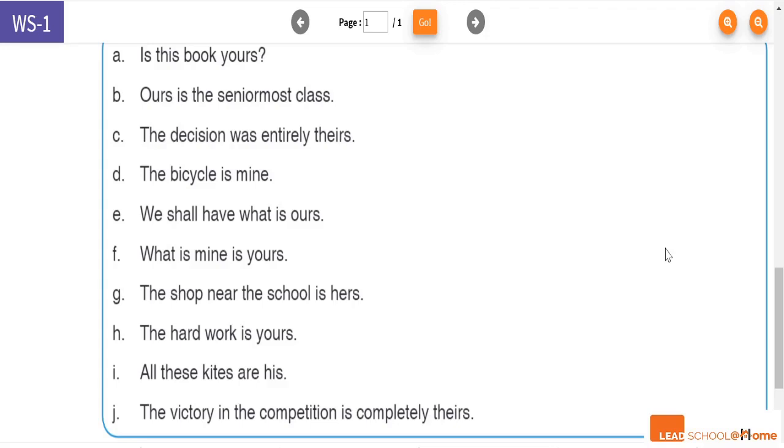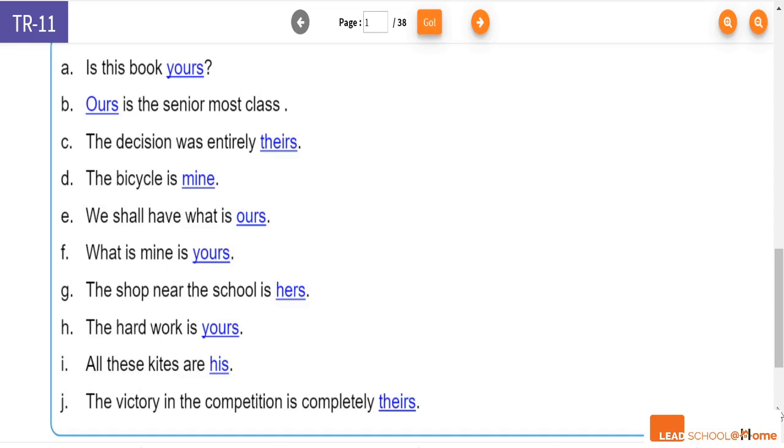Students, your time comes to an end in 10, 9, 8, 7, 6, 5, 4, 3, 2, 1, 0. Did you all manage to complete the question in worksheet 1, WS1? Very nice. Now let us check the answers and see if we were able to get all the correct possessive pronouns.